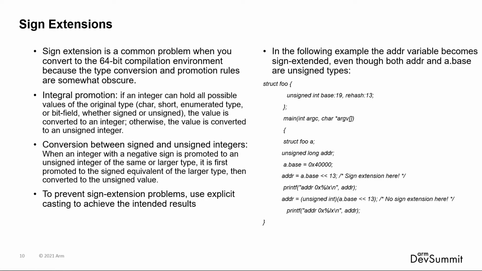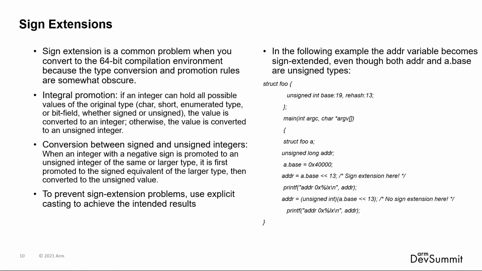First is integral promotion. You can use a character, short, enumerated type, or bit field, whether signed or unsigned, in any expression that calls for an integer. If an integer can hold all possible values of the original type, the value is automatically converted to an integer. Otherwise, the value is converted to an unsigned integer. In other words, in the background, with you not even knowing it, the compiler, with valid C operations, may convert your values into integers, which are signed values, when you never intended that in the first place.